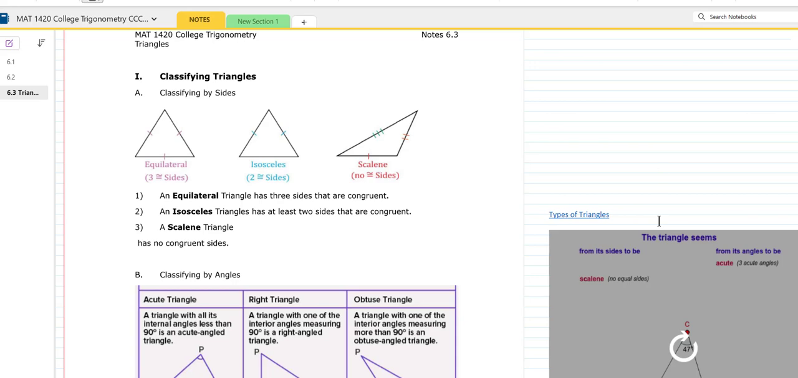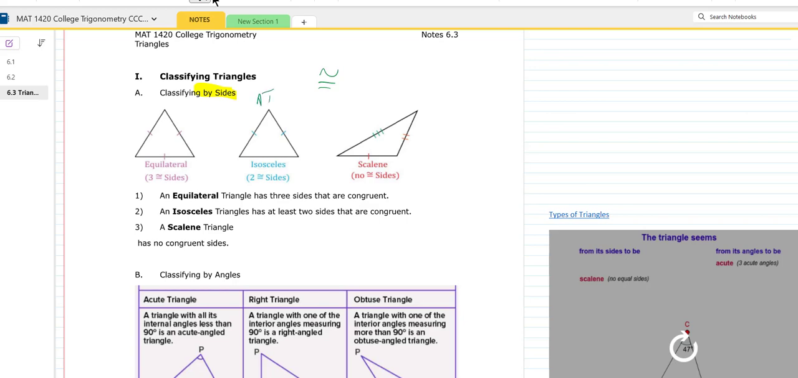So first of all, if you classify by sides, there's three possibilities. You could have all sides equal or congruent. That symbol you may know from geometry means congruent. It just means the measure of the sides are equal. So the equilateral, three congruent sides, isosceles.